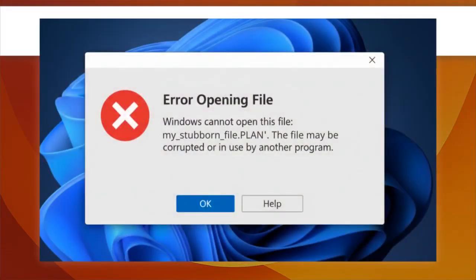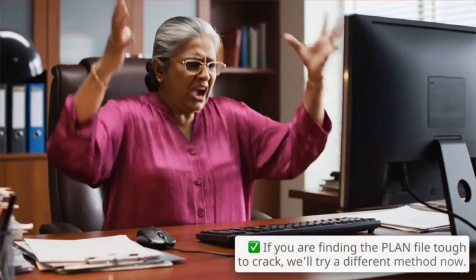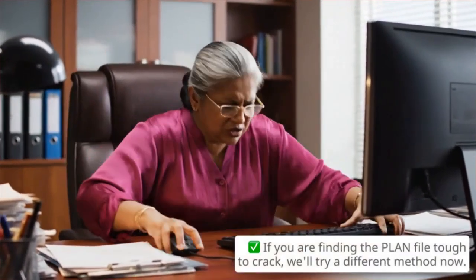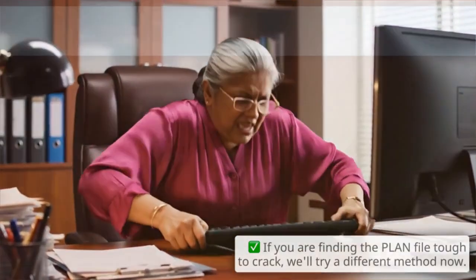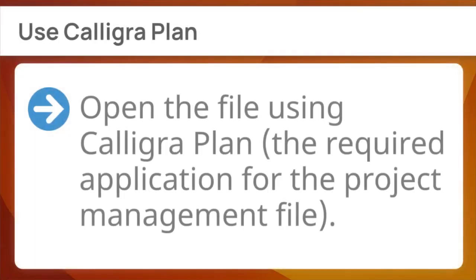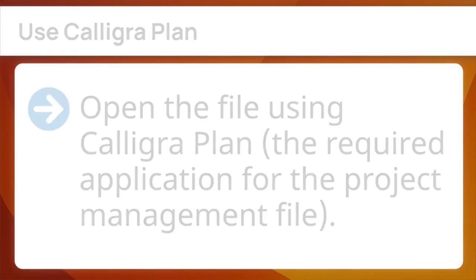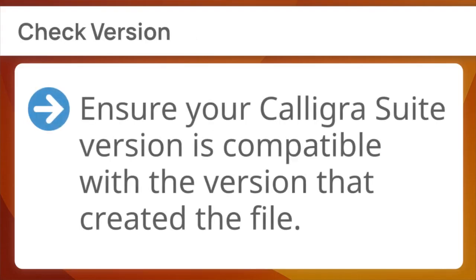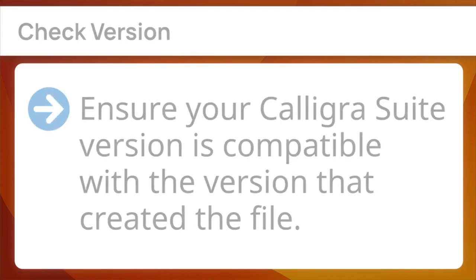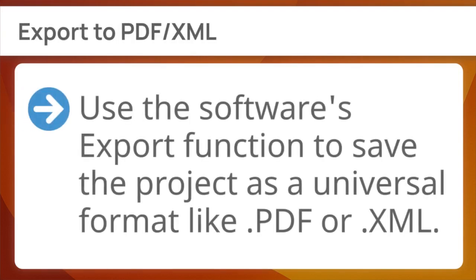Due to the specificity of the plan format, we can't skip verification. I need you to check off these crucial steps before we attempt the solution. First, use Calligra Plan. Open the file using Calligra Plan, the required application for the project management file. Next, check version. Ensure your Calligra Suite version is compatible with the version that created the file. Finally, export to PDF or XML. Use the software's export function to save the project as a universal format like .pdf or .xml.